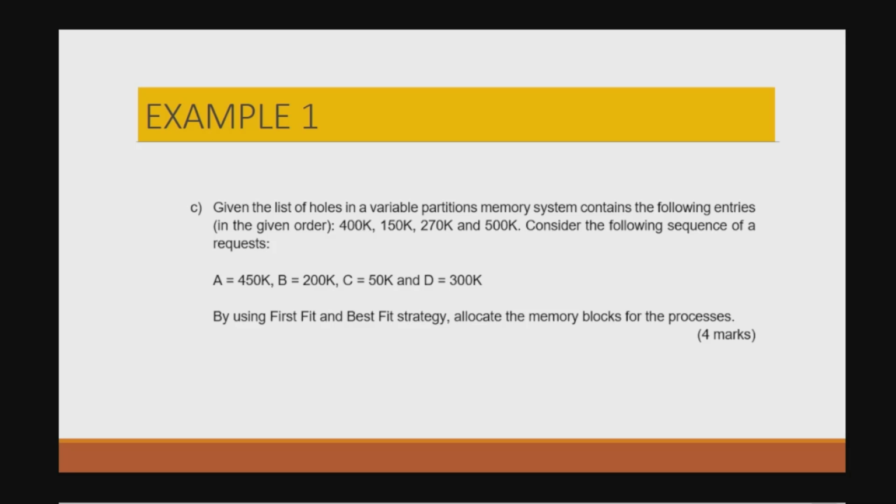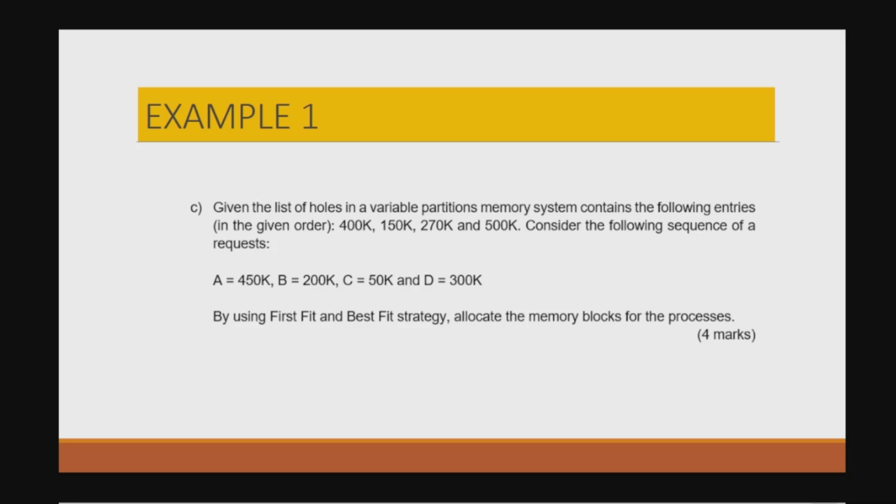So consider the following sequence of requests. Here we have the processes: process A, process B, process C, and process D. So the sequence is A, B, C, and D. Process A consists of 450k size, B 200k, C 50k, and D 300k. So by using the first fit and best fit strategy, allocate memory blocks for the processes. You should show the process of the allocation.